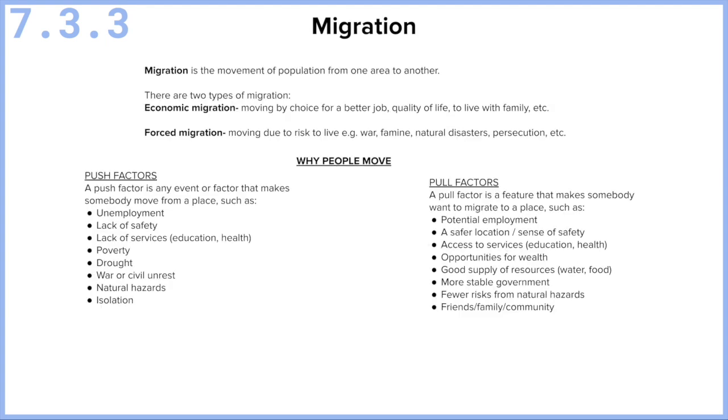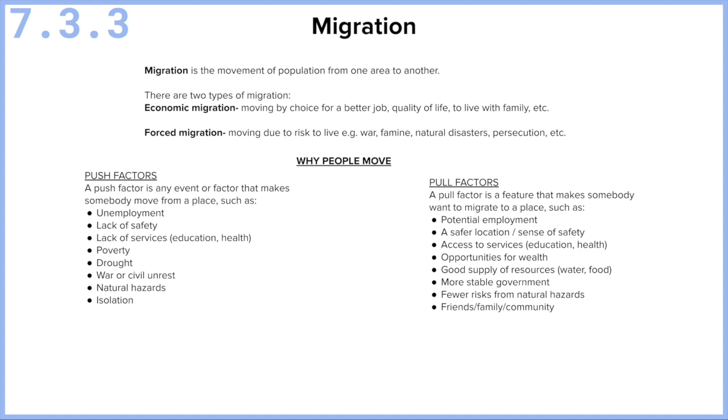Next up is migration, and we touched upon it in ageing population because it's what the UK has been trying to encourage. But part of changing population is the fact that people do move. So we have this word migration, which means the movement of population from one area to another. So that could be moving within a country. So let's say you move from Hebburn down to London for a job. That's migration. But equally, you could move from Hebburn to Australia for a job. And that's also migration. And there are two types of migrants.